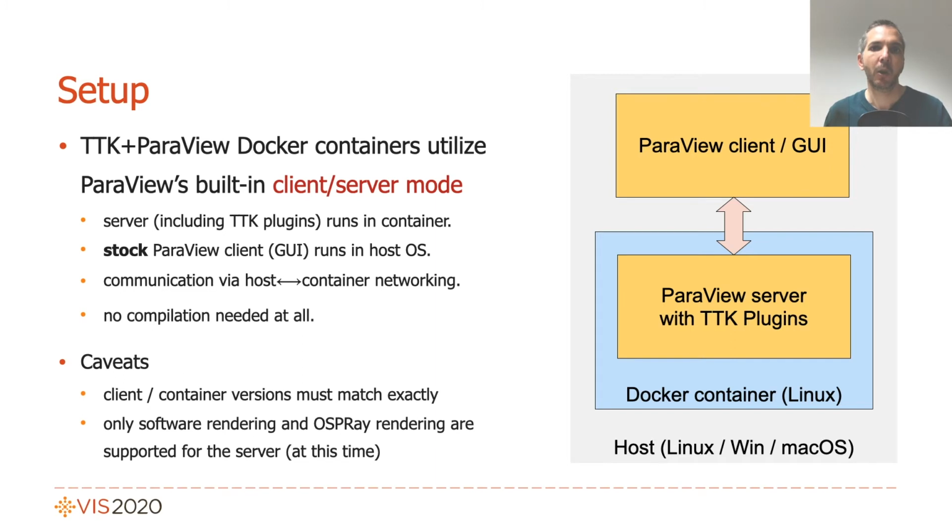In this scenario, we don't have to do any compilation. For the client, we can simply use an off-the-shelf stock ParaView binary available from Kitware's website for all major platforms. For the server, we use a Docker image that has ParaView with the TTK plugins. It doesn't matter that the client, the GUI, does not have the TTK plugins. We will still be able to use the server's TTK plugins due to some magic that ParaView is working behind the scenes.